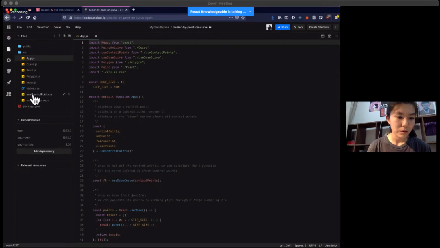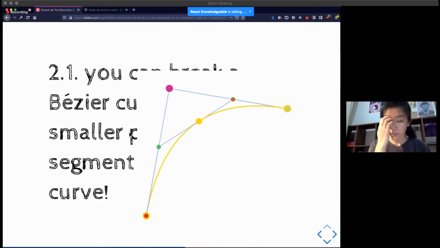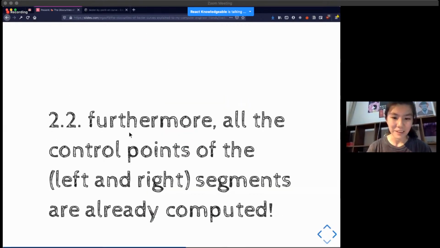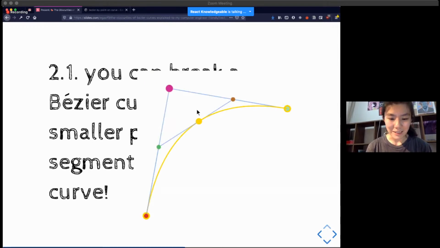So okay, actually before I tell you about the implementation, I need to tell you one more thing. Not just the fact that both of these two sides are still Bézier curves, but also all the control points of these curves are already calculated. So what are the control points? So let me open my app.